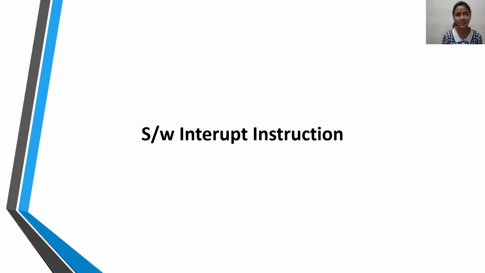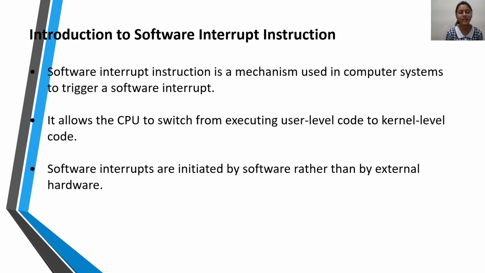Today we are going to discuss the topic Software Interrupt Instruction. Introduction to Software Interrupt Instruction. Software Interrupt Instruction is a mechanism used in computer systems to trigger a software interrupt. It allows the CPU to switch from executing user level code to kernel level code. Software interrupts are initiated by software rather than external hardware.